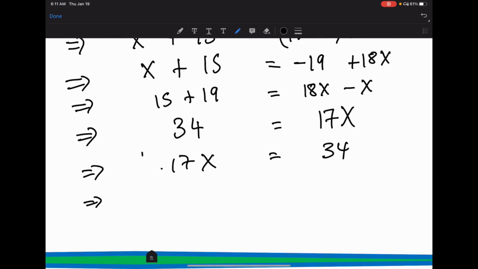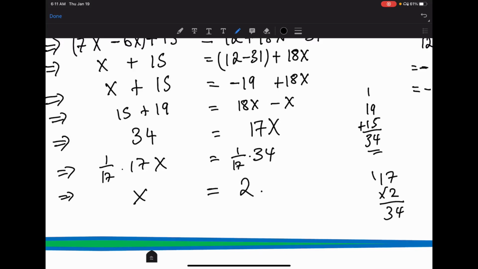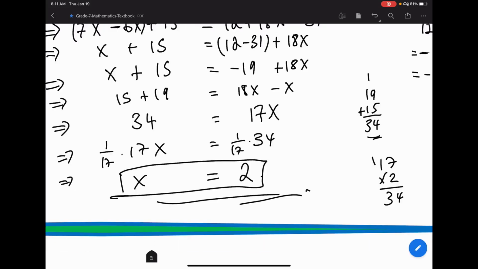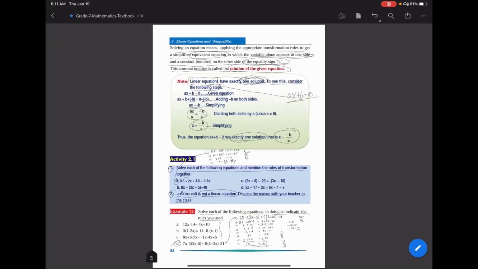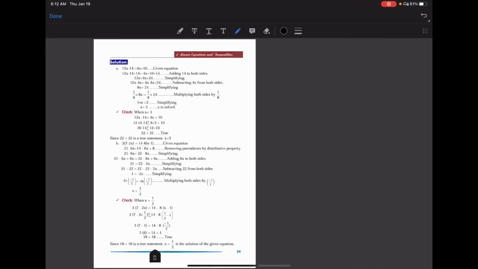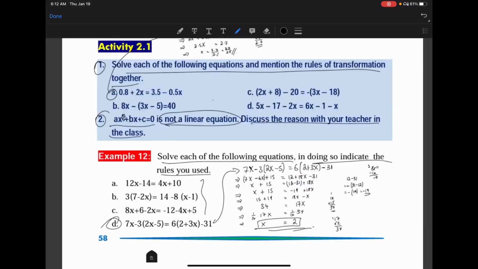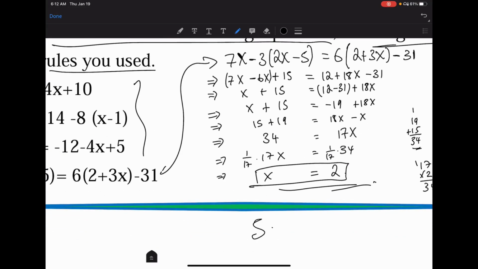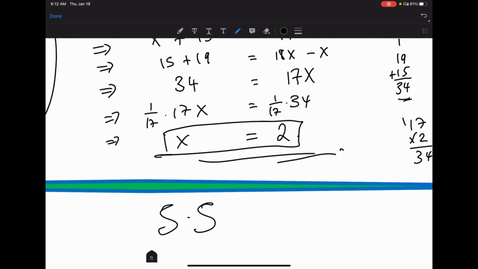Multiply both sides by 1 over 17, and we get x equals to 2. Okay, this is the answer, x is equals to 2. The set that contains the solution of a given equation is called the solution set of the equation. Okay, the solution of the question we solved earlier, if we are asked what the solution set is, when we write the solution set, it is like this: SS, the solution set is 2.